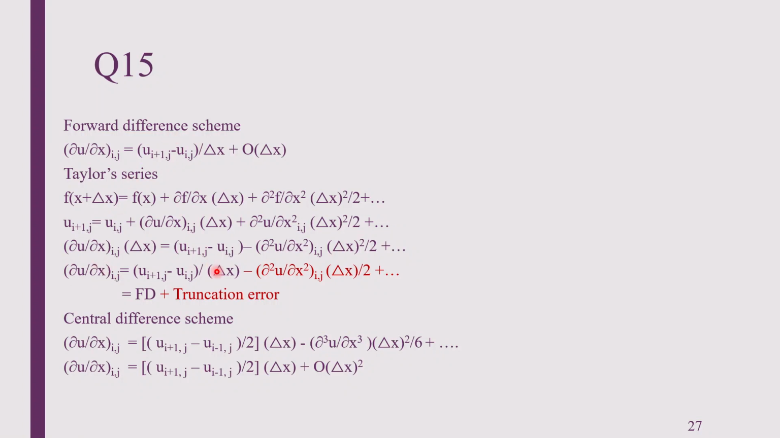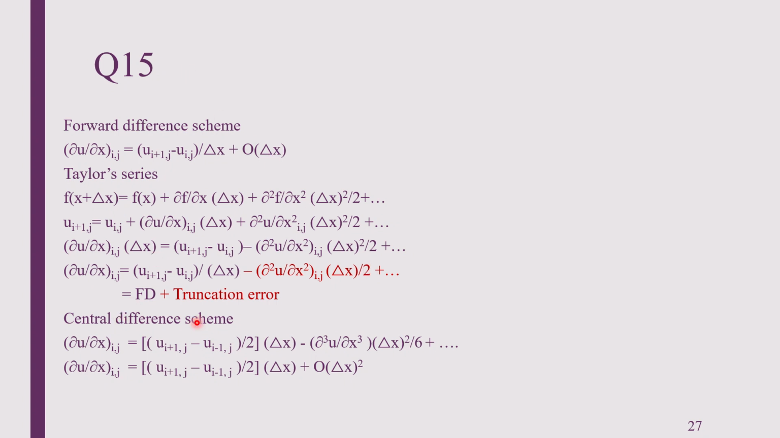If we compare this equation and the earlier equation, we have one more extra term, that is ∂²u/∂x² into delta x by 2. There would be so many such terms, and all those terms are denoted by truncation error. This truncation error is of the order of delta x, or first order, so we denote it as first order. If truncation error terms are in the second order, we denote it as second order.